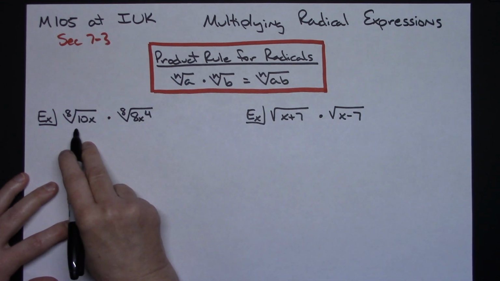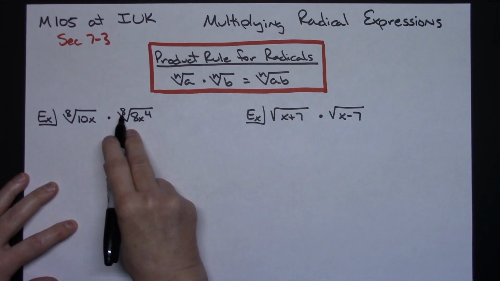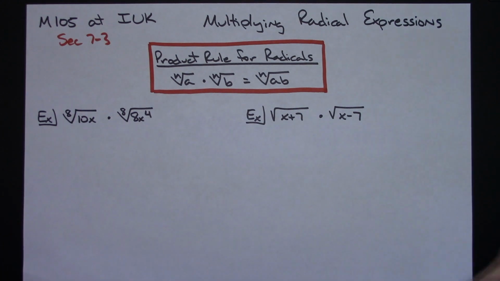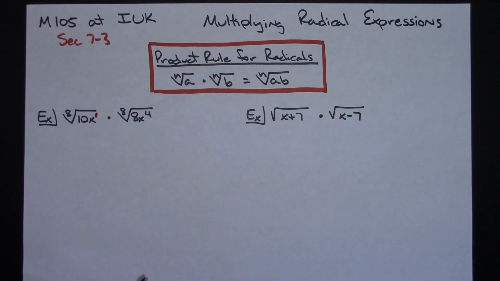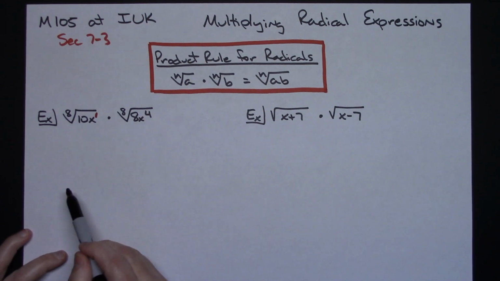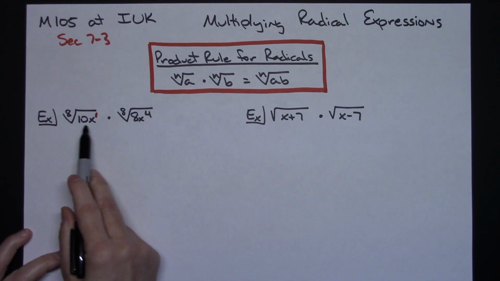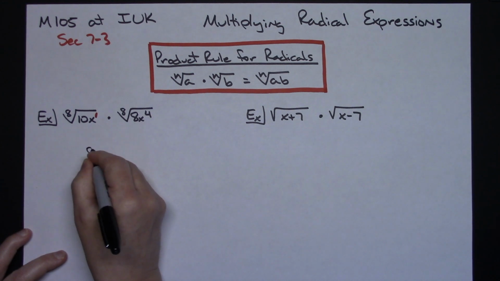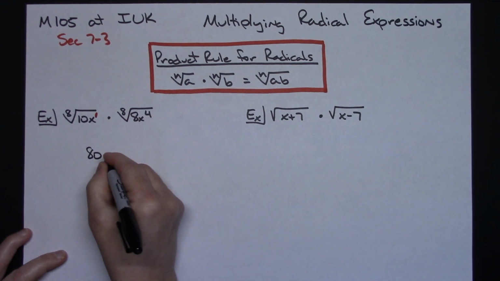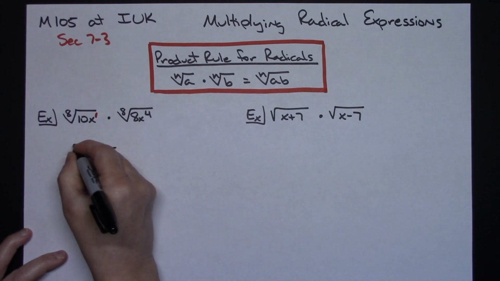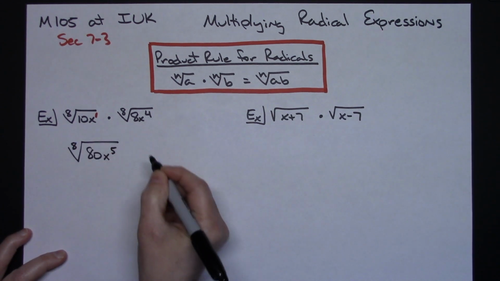Let's say we've got the 8th root of 10x times the 8th root of 8x to the 4th. I'm going to remember that there's an imaginary 1 on that x right there, and I'm going to multiply underneath that root just like normal. My coefficients will be multiplied together and I'll have an 80. I'm going to do the x's. When multiplying like bases, I add those exponents, so x to the 5th, and it will remain the 8th root.